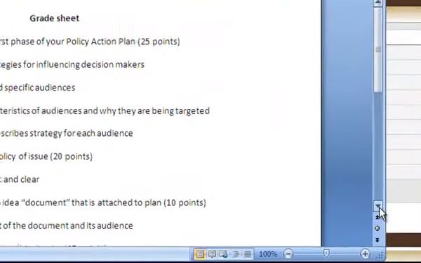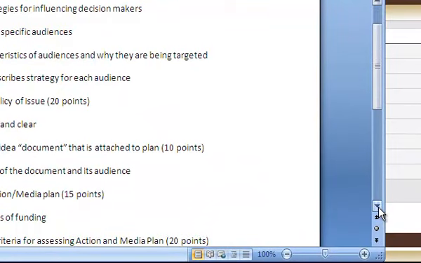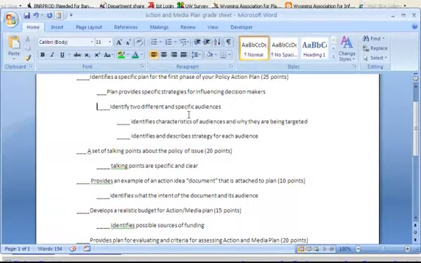Then you need to have one example of an action idea document that is attached to the plan. You need to identify what the intent of the document is and its intended audience. So you might develop this action plan, and it makes sense to me that you would, but you wouldn't have to, that it connects back to one of these two audiences up here.